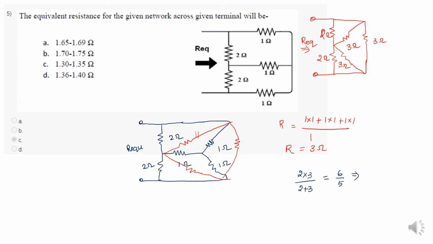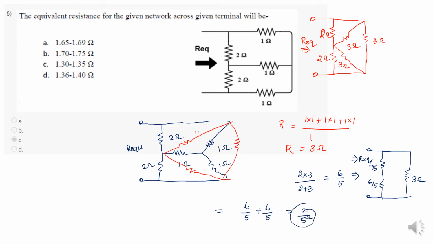So now I have to redraw the network. Here 6 by 5, 6 by 5. This is in series with 3 ohm resistor. Okay, now I have to redraw this. So 6 by 5, 6 by 5, here 3 ohm. Okay, so this is the R equivalent. Now both are in series, no. So 6 by 5 plus 6 by 5. What is this one? That is 12 by 5. So this is the 12 by 5 ohm.